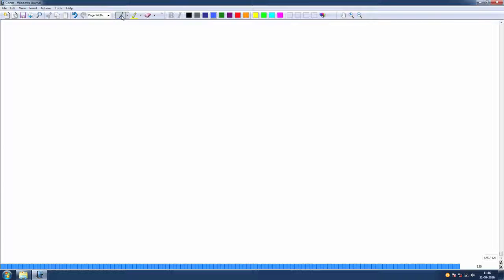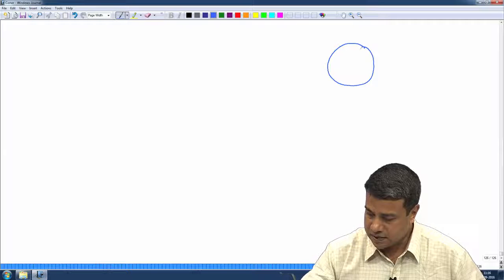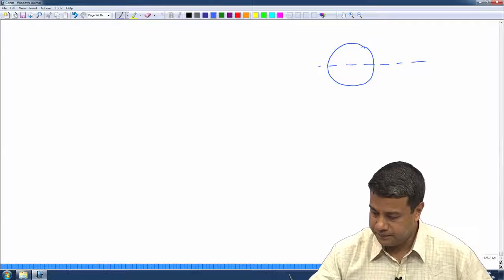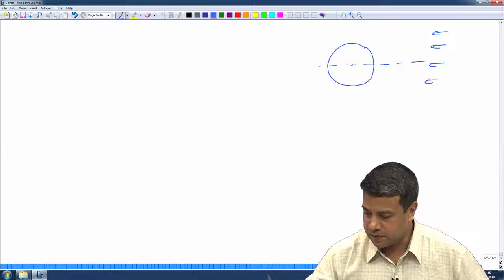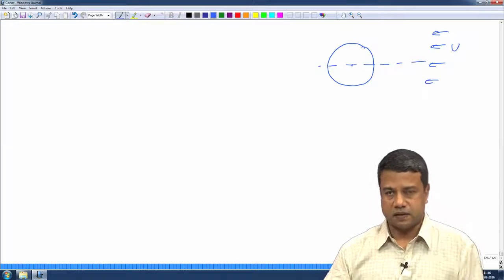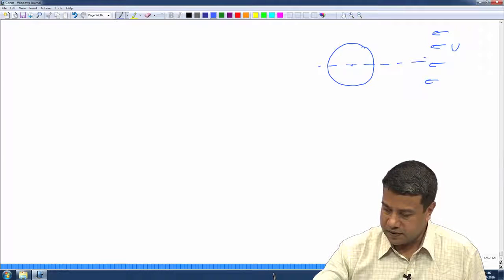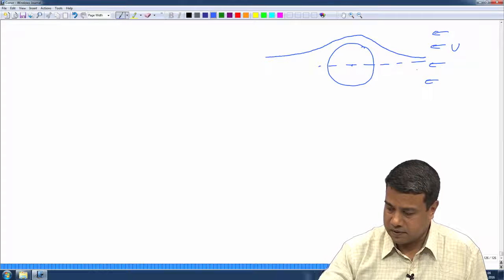So, let me briefly give you how the equation for the bubble looks. It is a configuration similar to what we had in the previous class for a solid surface. You have a spherical bubble with a velocity u incident on it. The fluid velocity field goes around this bubble.